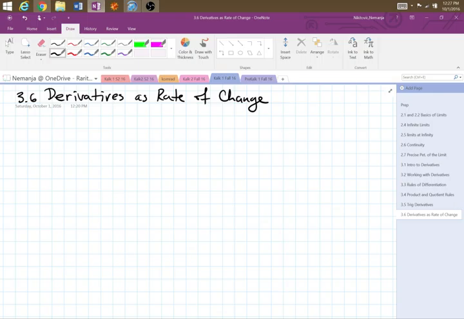So here we go with the derivatives of rate of change. First of all, we said that the derivative is a function which generates all slopes of tangent lines, all of them.